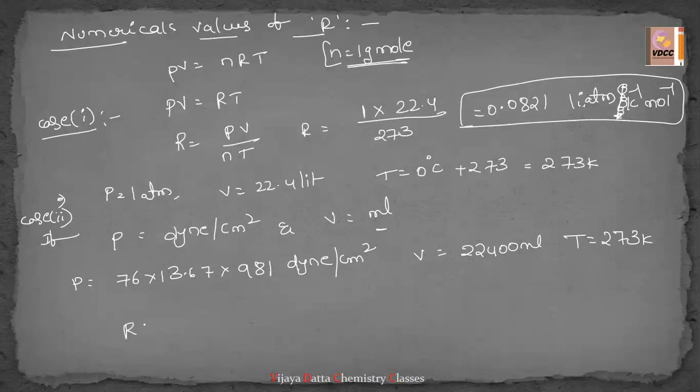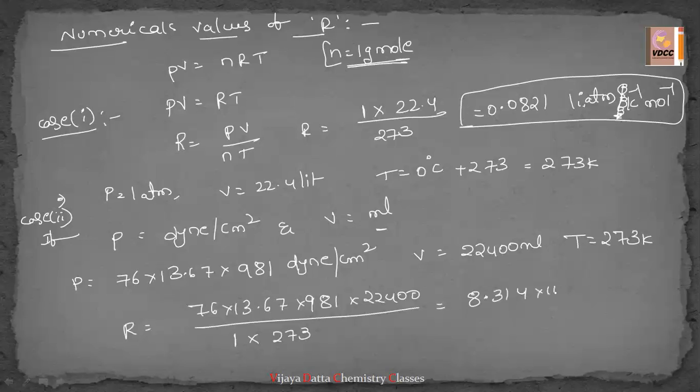Then to get the R value, substitute all these values: 76 into 13.6 into 981 into 22,400, PV by n, where n is 1 mole, and the temperature is 273. If you calculate this value, you will get 8.314 into 10 to the power of 7 erg per Kelvin per mole. So the R value is 8.314 into 10 to the power of 7 when taken in ergs, that is, dyne per centimeter square units.